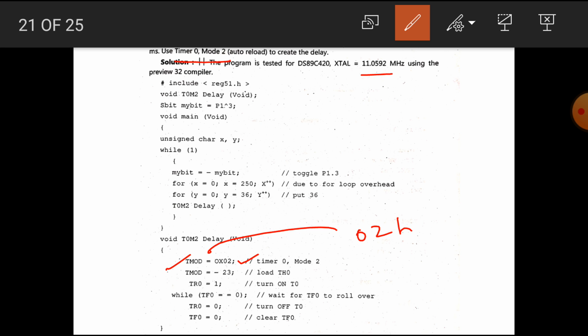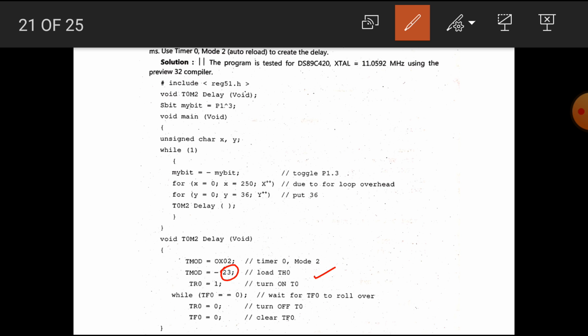Okay, then we have to load the TH0 register here. Here is a printing mistake. Here is load TH0, that means TH0 is loaded with the value 23, and this value 23 depends upon the calculation.